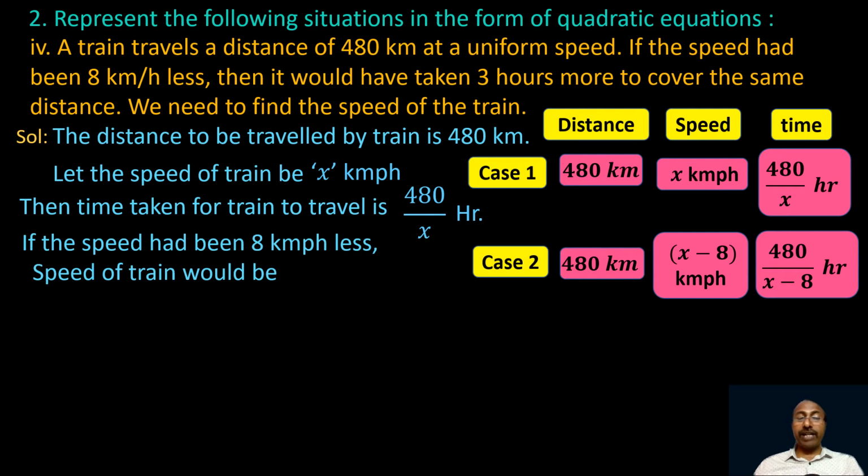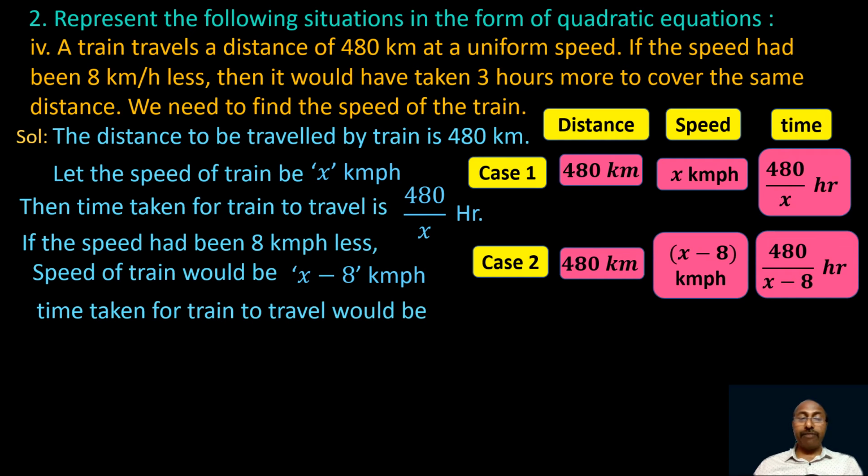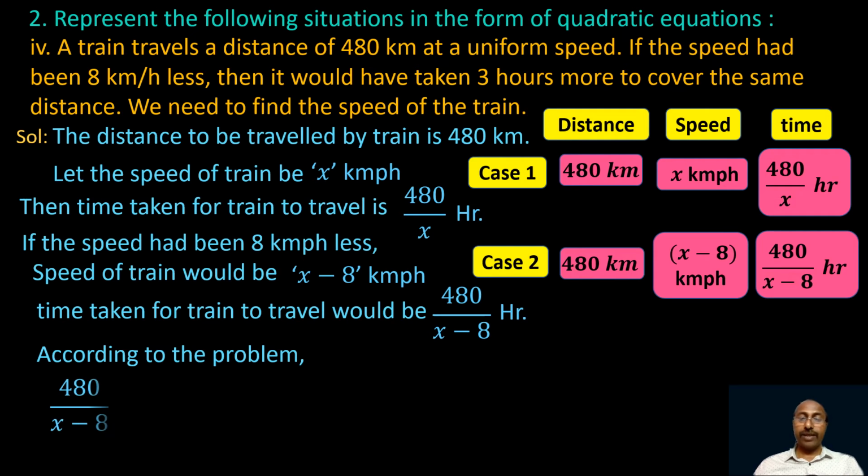The speed of the train would be x minus 8 km per hour, because the speed is reduced by 8 km per hour. So the speed of the train would be x minus 8 km per hour, and the time taken will be 480 by x minus 8 hours. And according to the problem, the difference of these timings is 3 hours. That is, 480 by x minus 8 minus 480 by x is equal to 3.